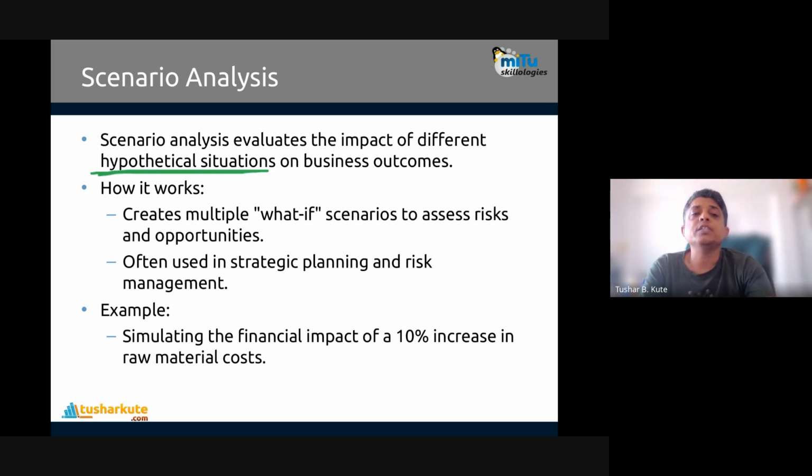How does it work? It creates multiple what-if scenarios to assess the risks and opportunities. If this happened, then what to do? It's called scenario risk analysis rather. It is used in strategic planning and risk management. For example, simulating the financial impact of a 10% increase in raw material cost. Currently it is okay, but in future, if a 10% increase in the raw material costs has happened, then what to do? That is what we call scenario analysis, which is performed under business intelligence.